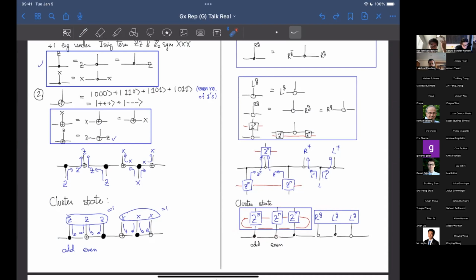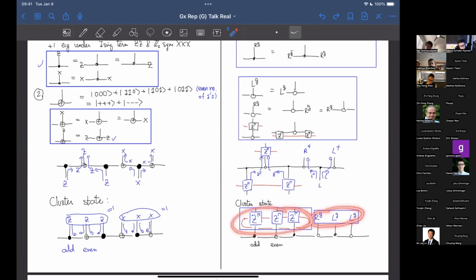And these terms actually all commute. So I'm going to define a commuting projector Hamiltonian, which consists of these terms, and I sum over all G and all irreps. I'm going to get a unique ground state, which is exactly this cluster state I'm talking about.